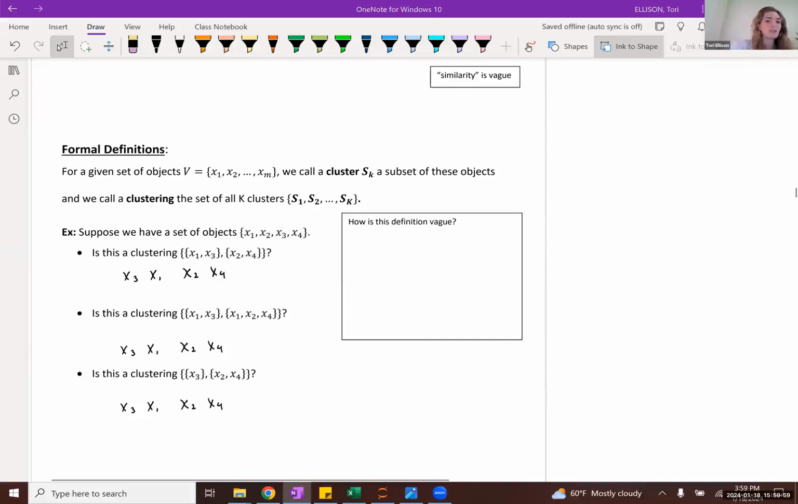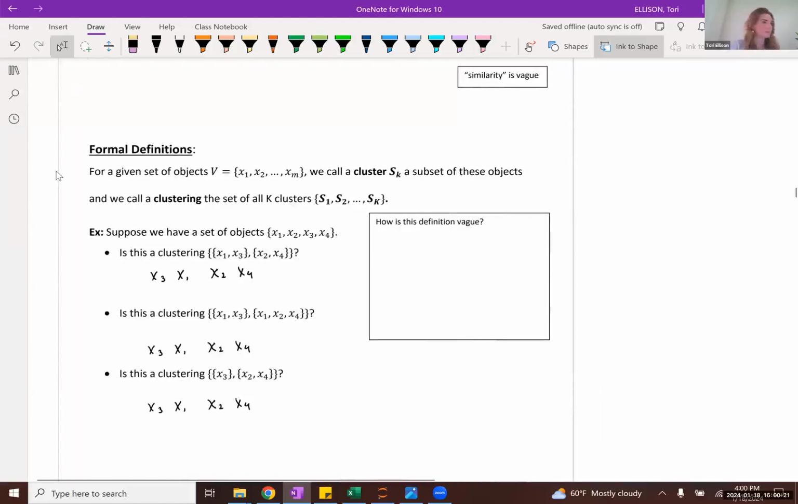So the first question is, do we think this first set of subsets is a clustering? Is this a clustering based on the definition that I gave you? All right, so it looks like we are in unanimous agreement that this, in fact, is a clustering.